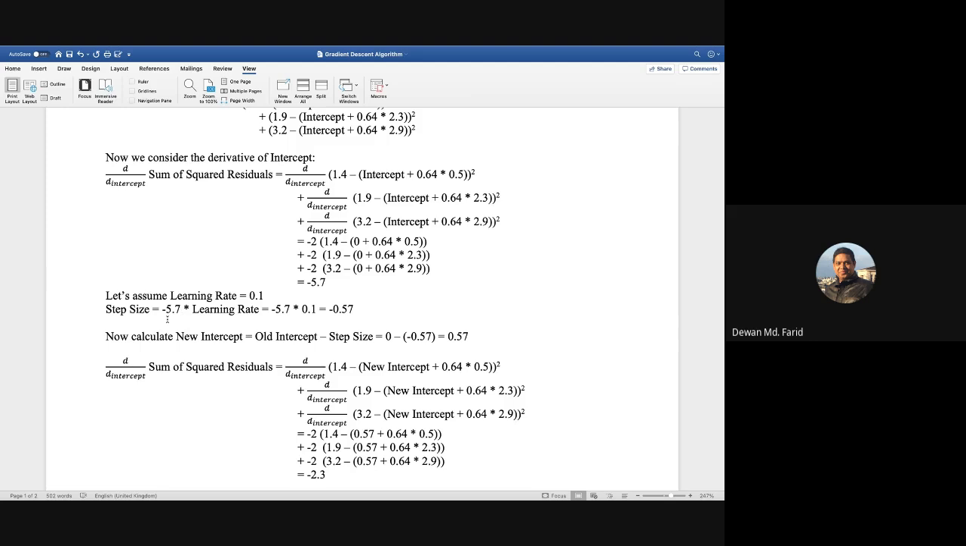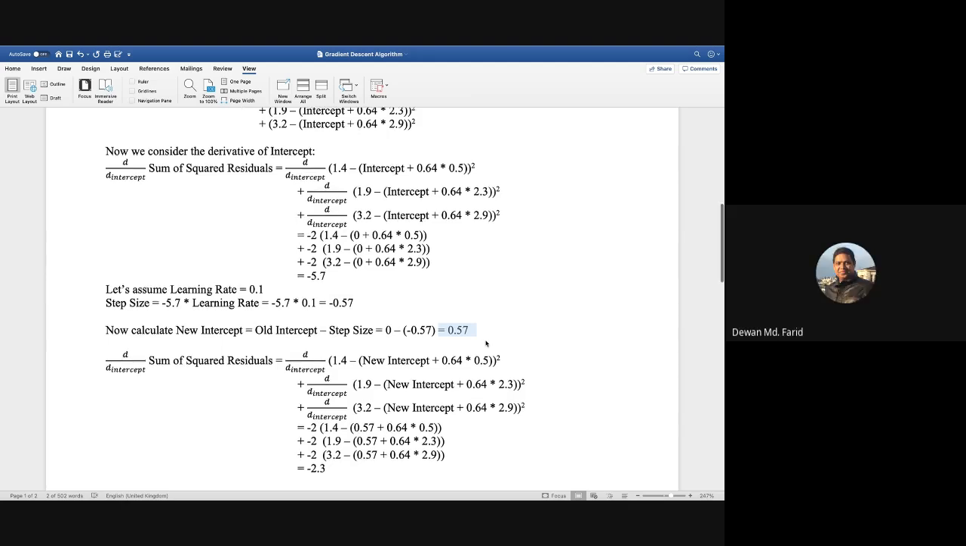So we multiply the derivative of the sum of squared residuals with the learning rate. Then we have the new value. This is called the step size. Now we need to find the new value for W0, or intercept, which is the old value minus the step size. We started with 0, so 0 minus this is basically 0.757. Is it clear?